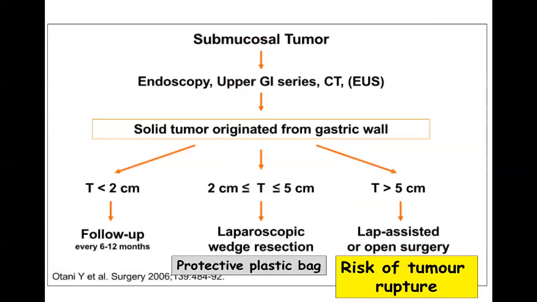In case of tumor less than 2 centimeters, and so small GIST, we have already seen what to do. And in case of 2 to 5 centimeters, probably laparoscopic wedge resection is good, but with a protective plastic bag. It's mandatory. And with a tumor more than 5 centimeters, laparoscopic or open surgery, but be careful of the risk of tumor rupture.